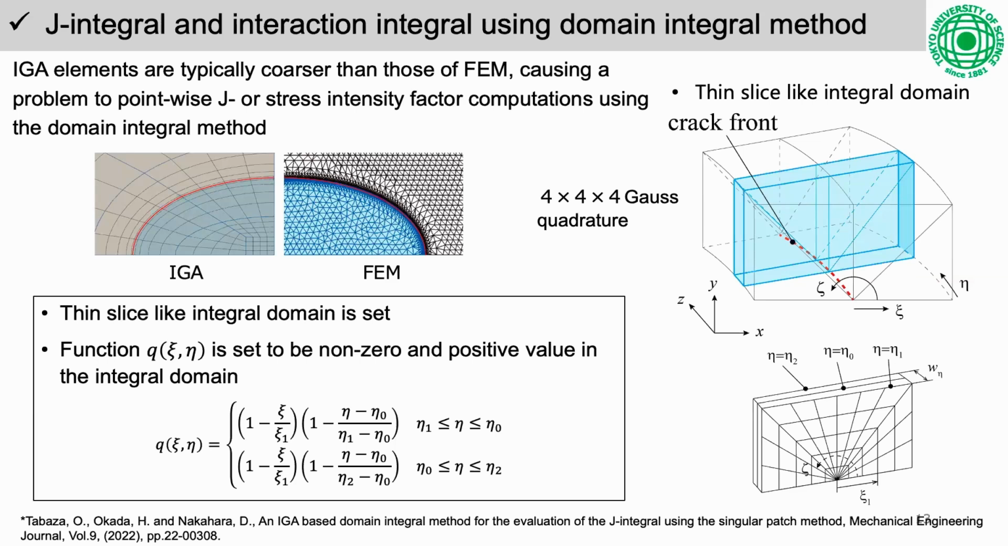This is the crack face, so we do not perform the domain integral based on elements. Instead, we set a thin slice-like integral domain apart from the IGA element. Then this thin slice-like integral domain moves along with the crack front so that we can extract continuously changing stress intensity factor or J integral values.